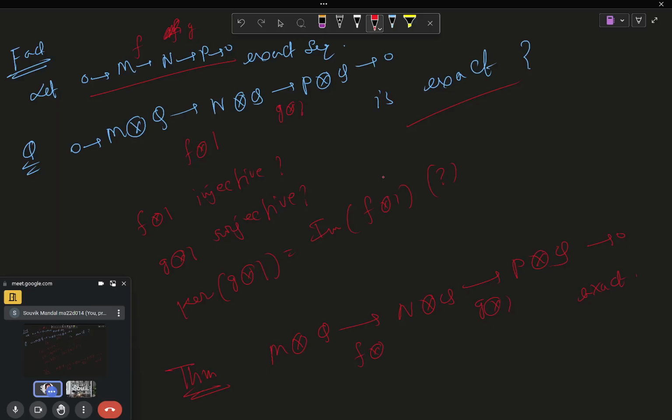So this is a theorem. So the point, sorry, say F tensor 1 may not be injective, right?